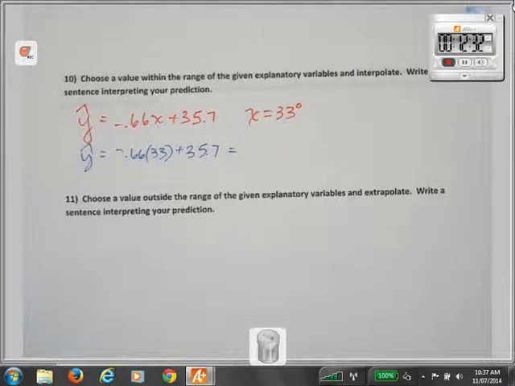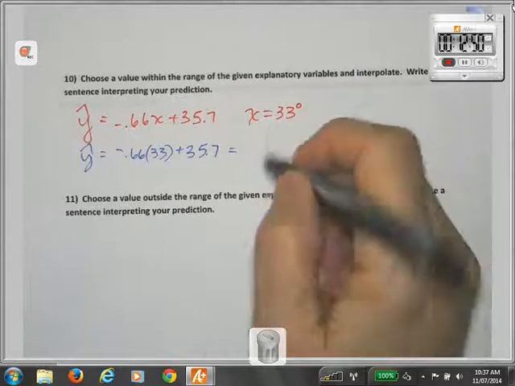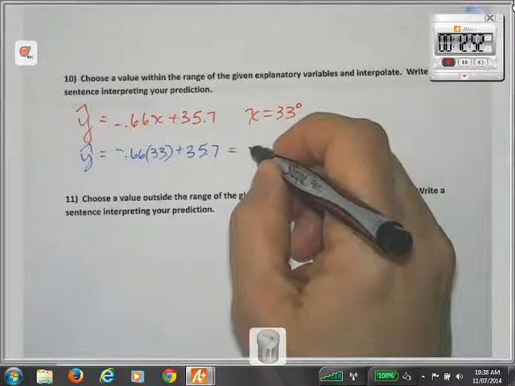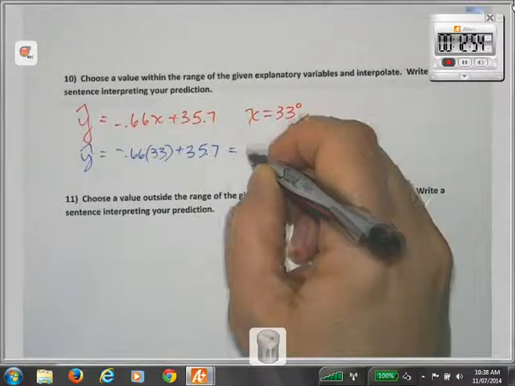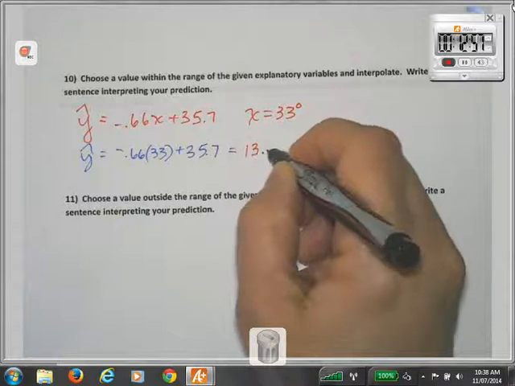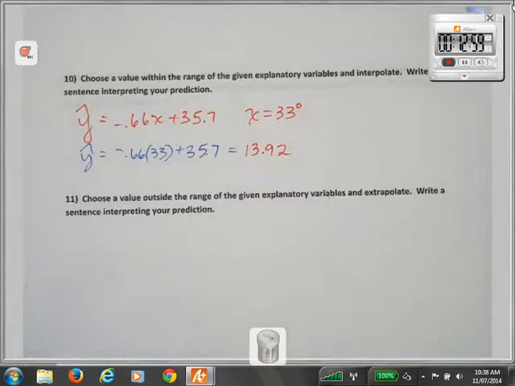Step 10. So on your calculator, there's no other way to do this besides actually plugging it into your calculator. And I get 13.92 degrees. It's not degrees though. What is it? Bowls. Bowls of oatmeal. So about 14 bowls of oatmeal then.